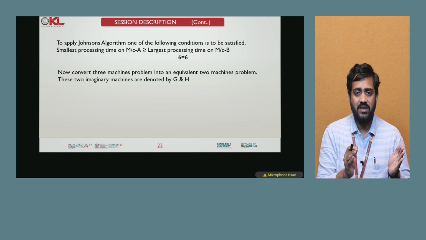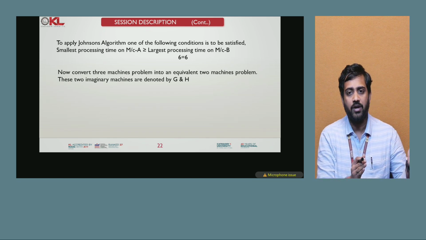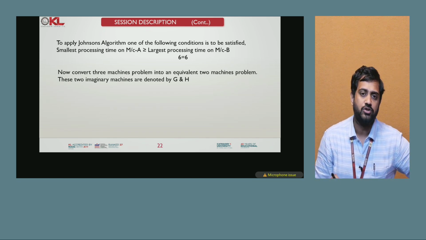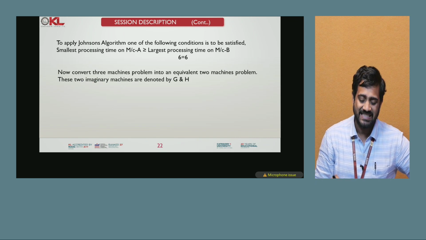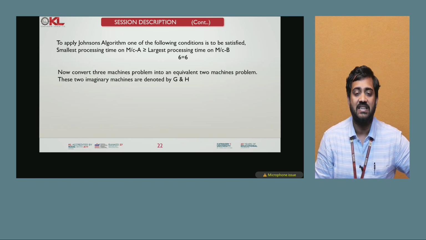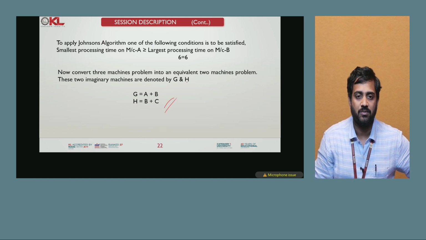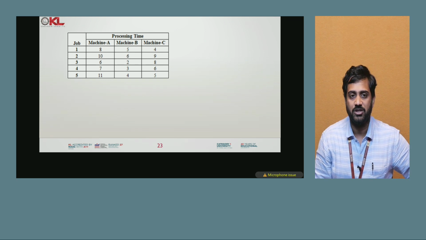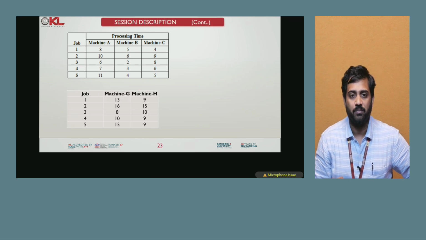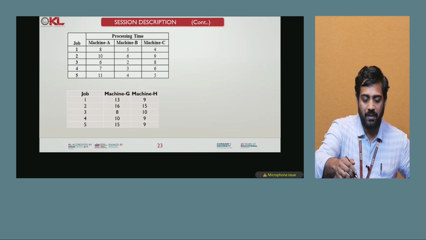Now, the 3 machine problem can be converted into an equivalent 2 machine problem. Let us take those 2 imaginary machines as capital G and capital H. Capital G is nothing but just adding the processing times of A and B. H we get by adding B plus C. By adding the processing times like this, definitely we can convert the 3 machine problem to a 2 machine problem. See, this is the 3 machine problem. Now this is the 2 machine problem. How did we get this? Simply by adding these two.